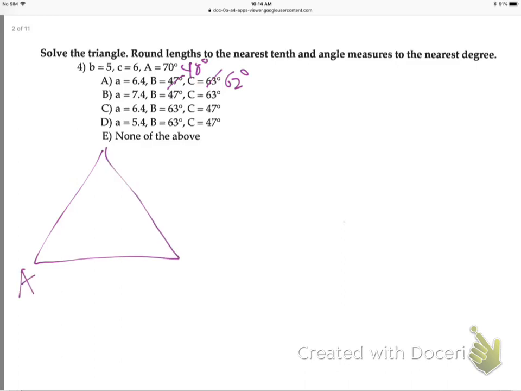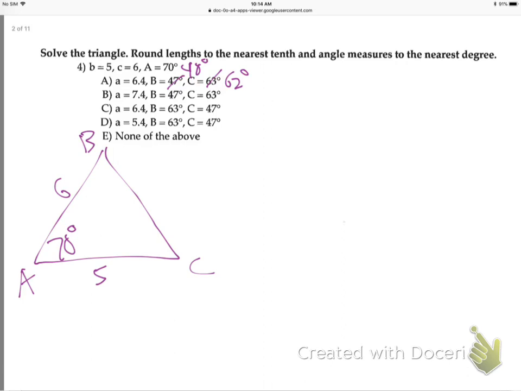So here we have A, B, C. They're telling me angle A is 70 degrees. Little b is 5. Little c is 6. And, well, it looks like they want me to find a lot of things. Yeah, they want little a first off. So I'll say, okay, I'm going to get my hands on little a.